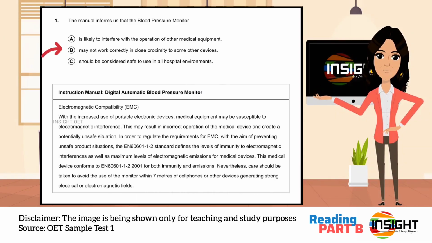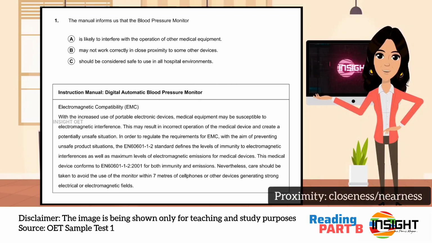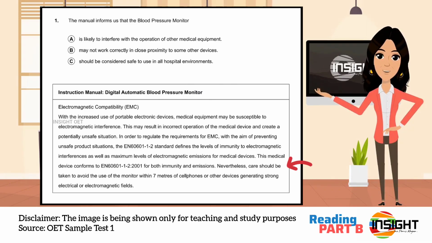Option B says the blood pressure monitor may not work correctly in close proximity to some other devices. Proximity means nearness or closeness. So the option means, when the blood pressure monitor is near other devices, it may not work properly. This is matching with the last sentence of the extract.